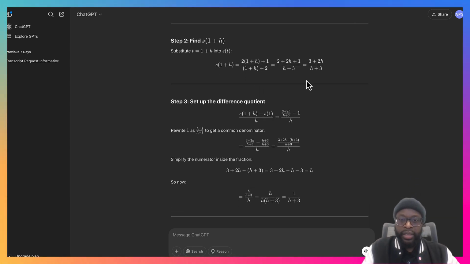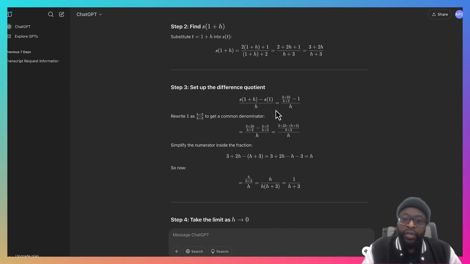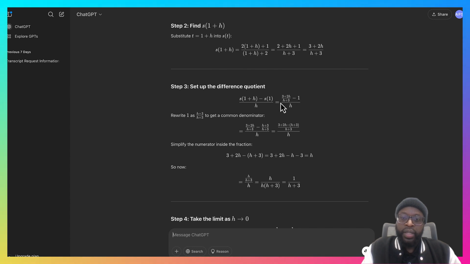Okay, so here's a process. We got S of 1 plus H. Plug in 1 plus H. Simplify. S of 1, we find that value as equal to 1, right? You do the difference quotient, subtract, and we're going to combine. If we have something like this, we're going to combine, H plus 3 denominator, something like that. Now I see that H in the denominator, sneaking into the problem. That H in the denominator, you will always get canceled. You will always get canceled. That always happens, always. If that H does not get canceled, you did something wrong, period.